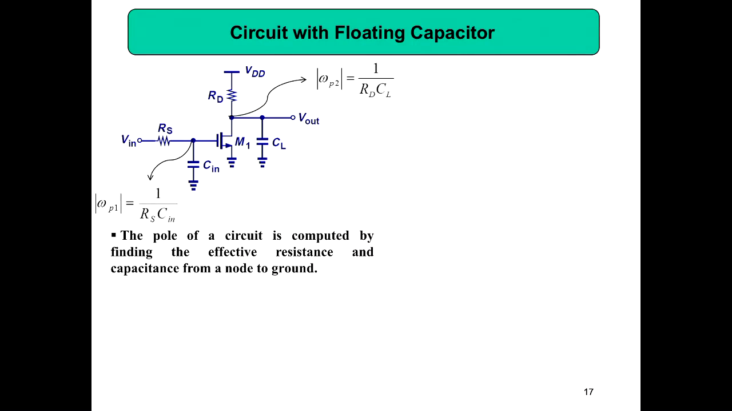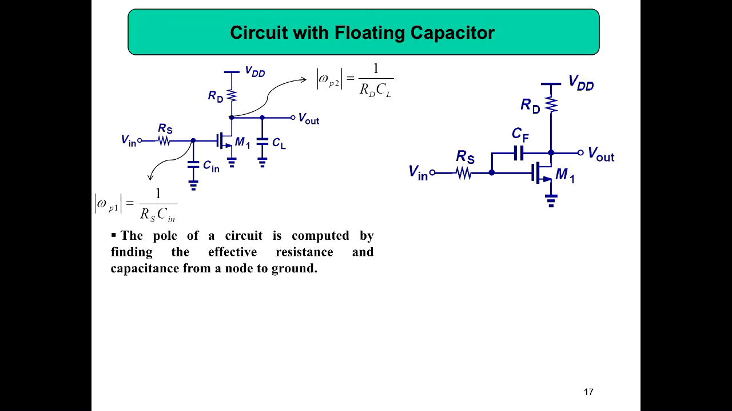The pole of a circuit is computed by finding the effective resistance and capacitance from a node to the ground. See, if you have a node to the ground, easily you can write down the pole here. The pole is 1 by Rs into Cin, because you have the resistance value and the capacitance. Then here, how to find out? Easy. Your capacitance is from node to the ground. See, 1 by RD into CL, then it is easy to write down where the pole is occurring. We can find omega. If you know omega equals 2 pi f, then you can find the frequency.